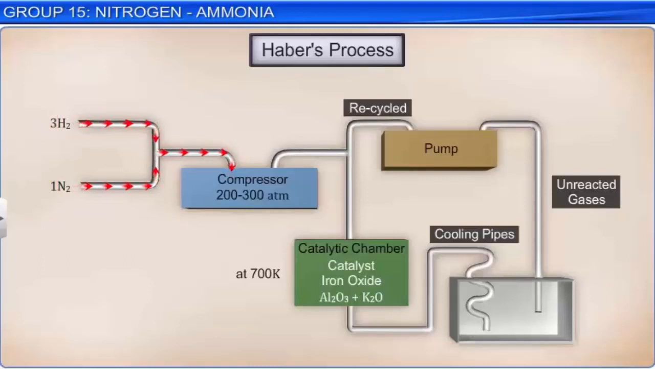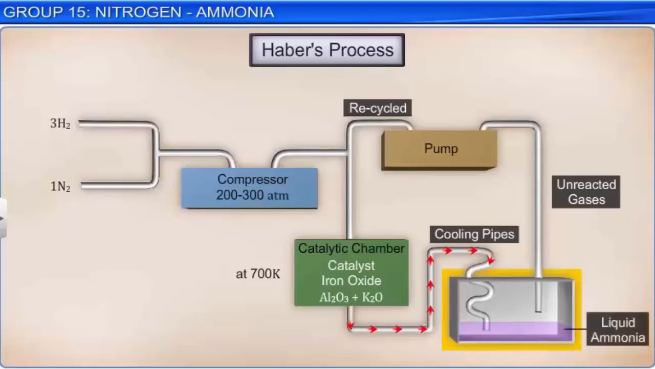This reaction mixture is compressed under high pressure of about 200 to 300 atmospheres in a compressor. Then, these compressed gases are let into a catalytic chamber that is fed with finely divided iron oxide with alumina at 700 Kelvin. Subsequently, the ammonia formed along with unreacted nitrogen and hydrogen gases are liquefied to obtain liquid ammonia.